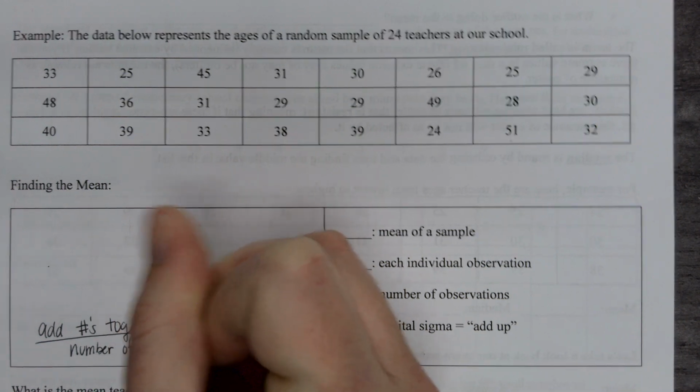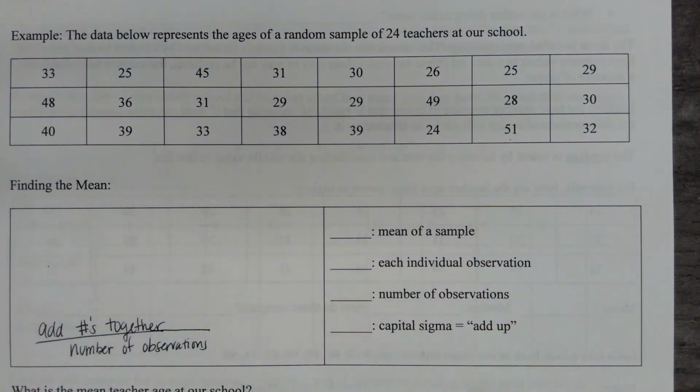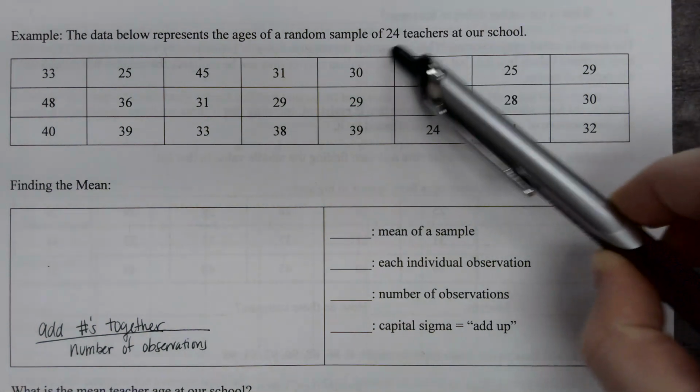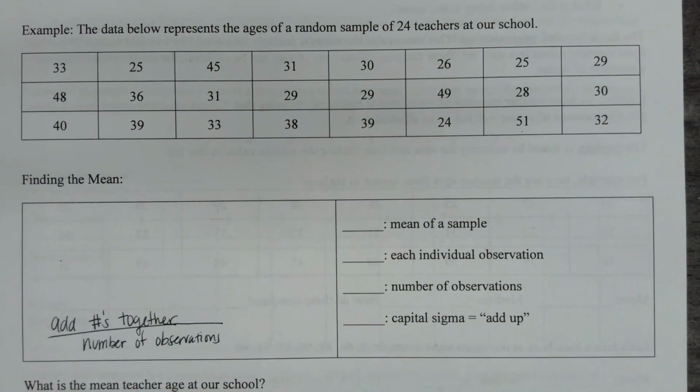And when I say number of observations, really what that means is that we're just dividing by the total number of people in our group. So our total number of observations would be 24 because those are 24 teachers.